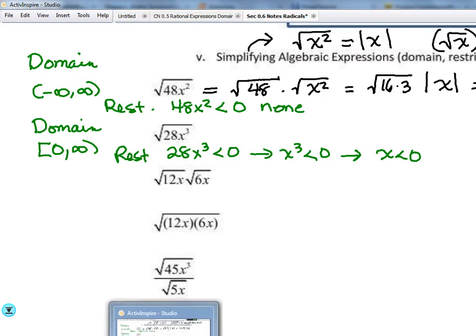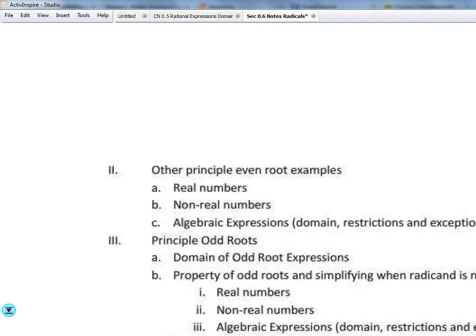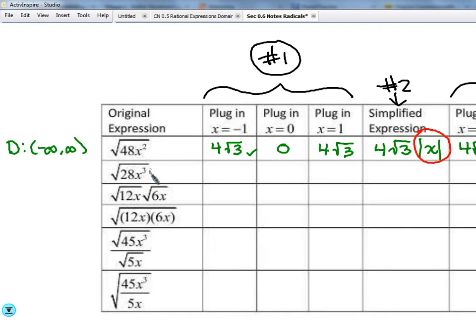Before I simplify, if we plug in our values, negative 1, you end up with negative 28. Square root of negative 28 is undefined, which should match our domain of 0 to infinity. Now I plug in 0. 0 is going to give me 0. That works. I plug in 1. I get square root of 28. What is the square root of 28? I believe that's 7 times 4, so 2 square root of 7.